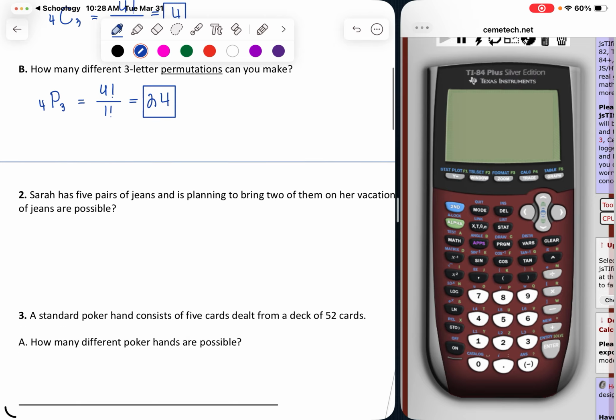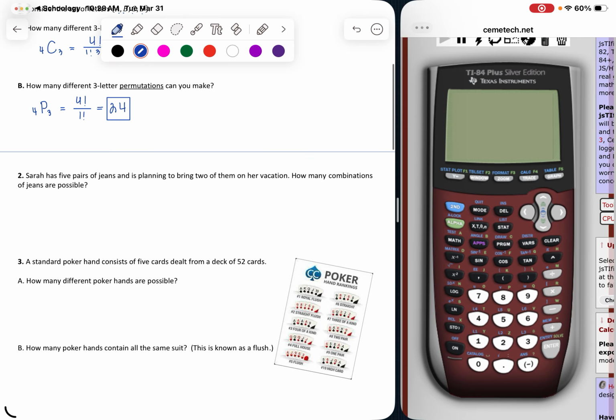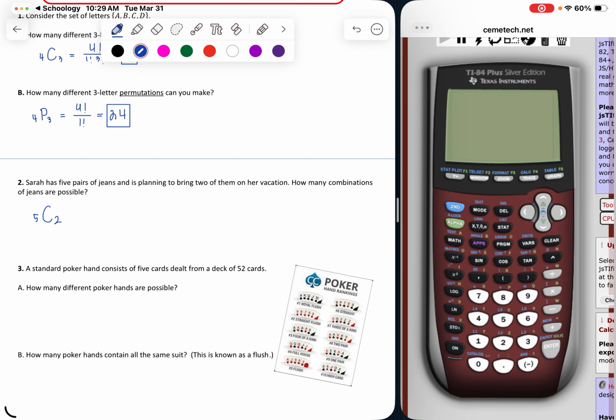All right, so this says Sarah has 5 pairs of jeans and is planning to bring 2 of them on her vacation. How many combinations of jeans is possible? So first off, we have to decide if the order matters, right? So I'm not going to think of types of jeans. I'm just going to say colors, like a blue pair and a green pair, right? So if she chooses to bring out of her 5 pairs the blue pair and the green pair, that's not different from the green pair and the blue pair, right? So the order here does not matter. So we will be using combinations. So this is 5 pair of jeans, and she is choosing 2. Order does not matter.